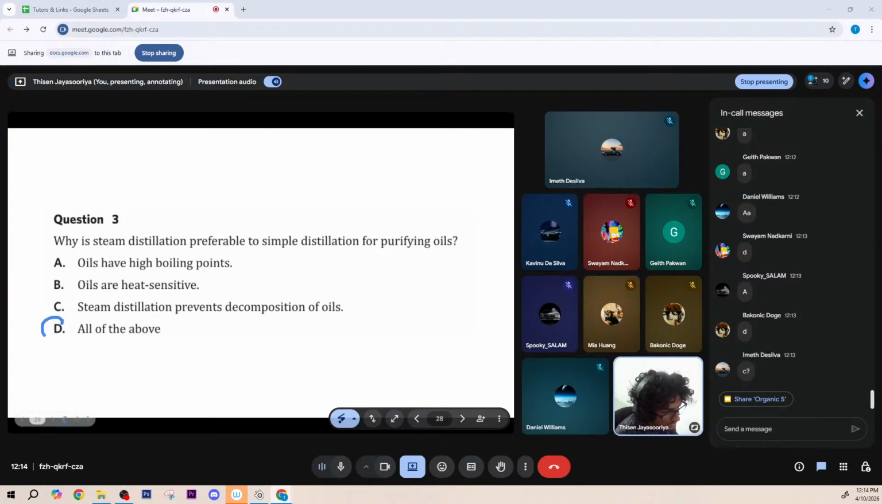So here, the answer is D. Steam distillation does all of these things. Remember, those are the three things that I highlighted about steam distillation. Those are the things you need to know. That's why we would use steam distillation over the simple, and why it's potentially better in some specific scenarios.